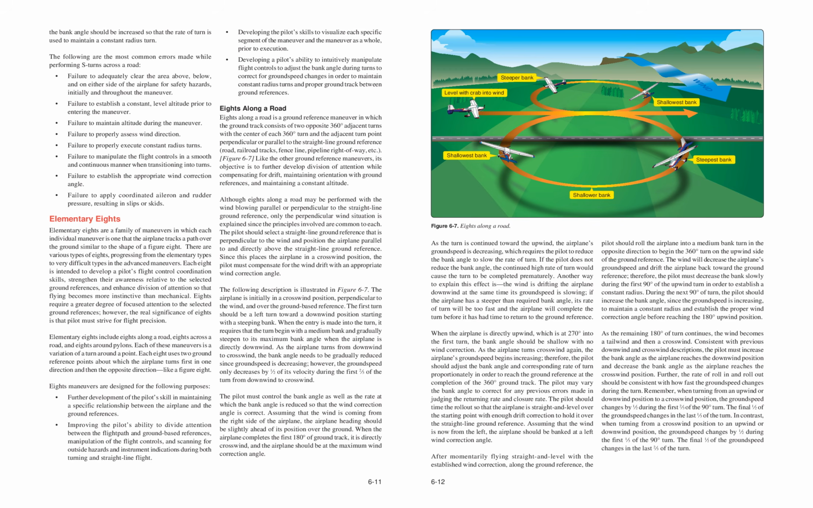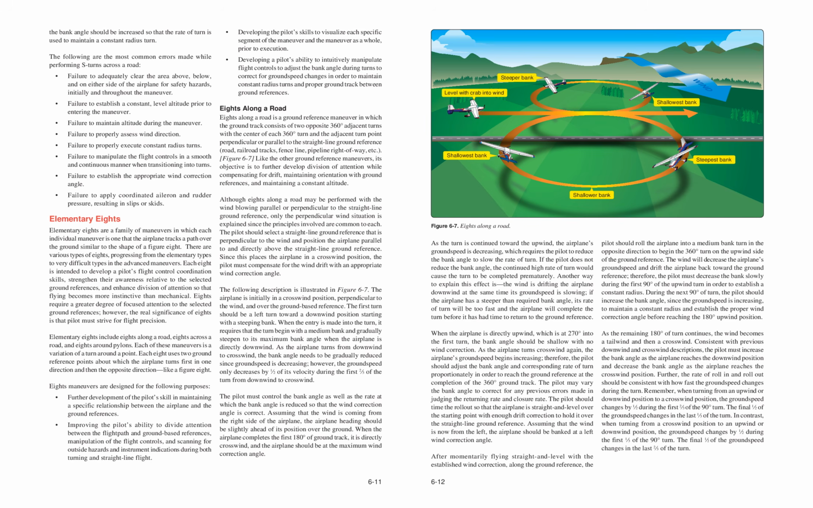The airplane is initially in a crosswind position, perpendicular to the wind, and over the ground-based reference. The first turn should be a left turn toward a downwind position starting with a steepening bank. When the entry is made into the turn, it requires that the turn begin with a medium bank and gradually steepen to its maximum bank angle when the airplane is directly downwind.